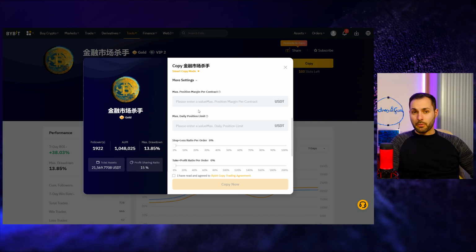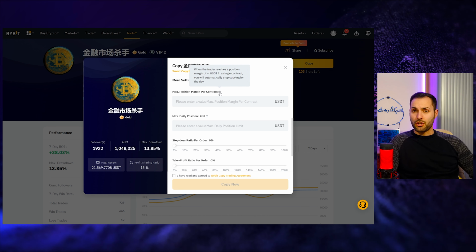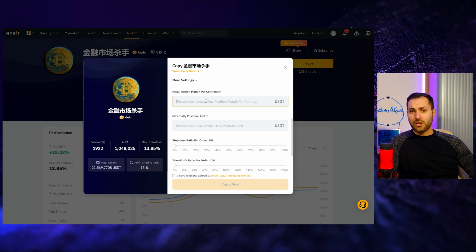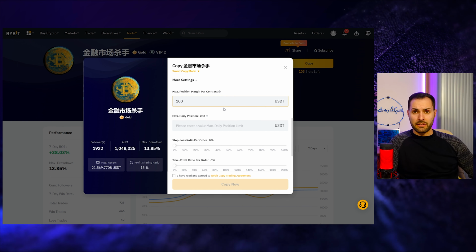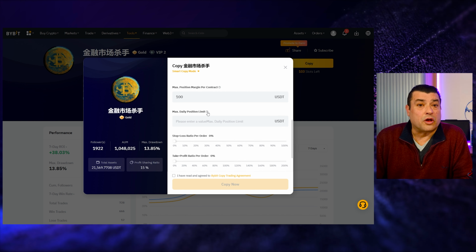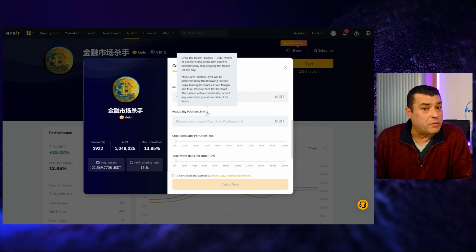You can see the max position margin per contract in the setting. This will limit how much margin you want to take per trade. For instance, if you put down $100 of margin, you won't be using any more than that per trade, which will reduce your own risk. The max daily position will stop copying once you get a certain amount of position per day.